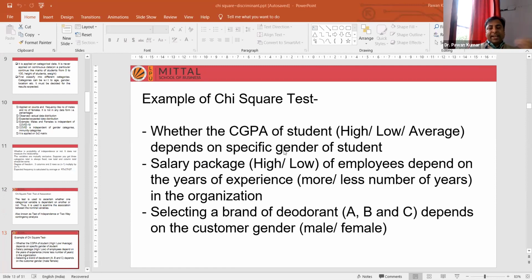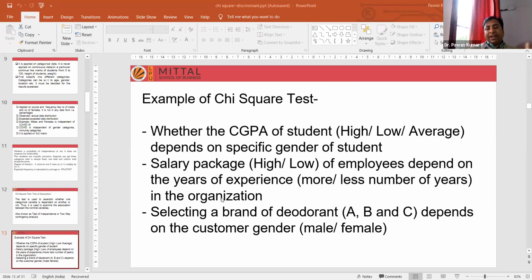Okay, then the second example could be salary package. I am taking the example of HR, say the salary package, that is high or low package of employees, depends on the years of experience, that is less number of years or more number of years. So you can see that in these 2-3 examples, both the variables, that is independent variable and dependent variable, are categorical. We are not having any data which is metric data.